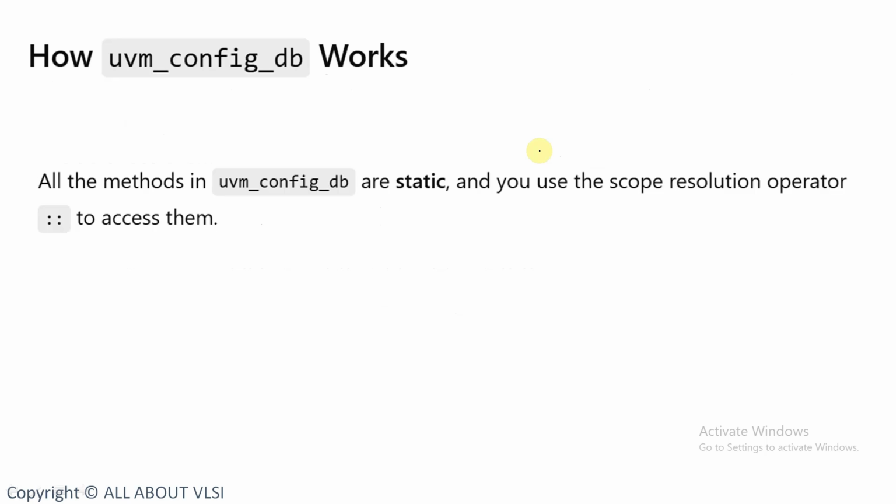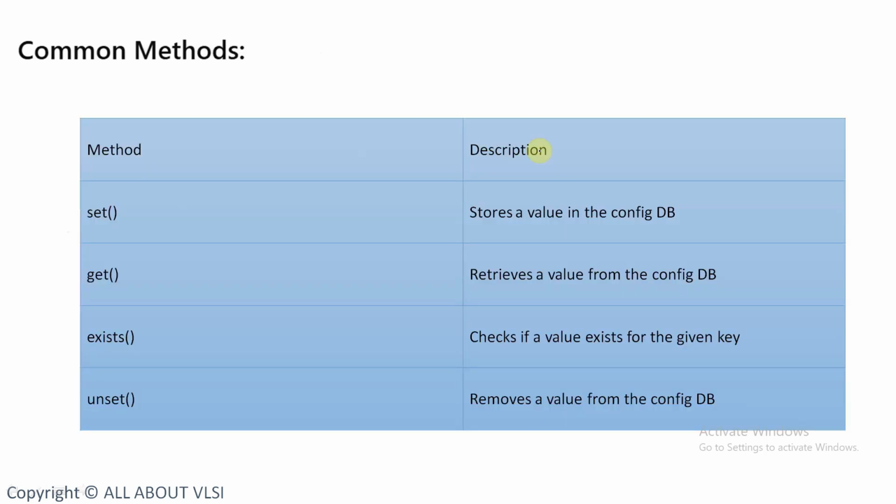So how does UVM config DB work? All the methods in UVM config DB are static, and we are going to use the scope resolution operator for accessing them. The common methods present in UVM config DB are the set method, get method, exist method, and unset method. So we have set, get, exist, and unset.